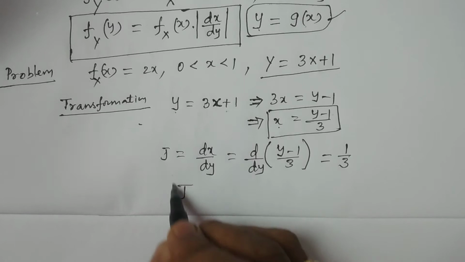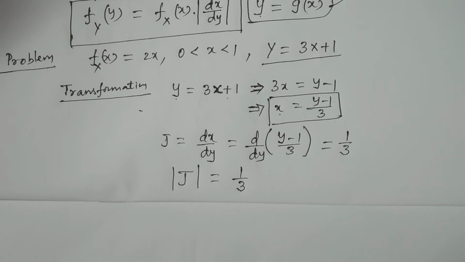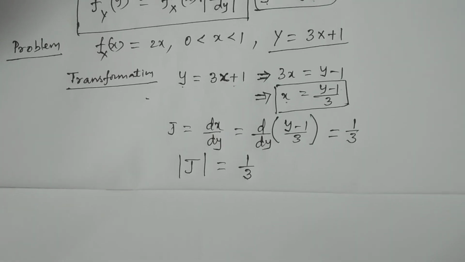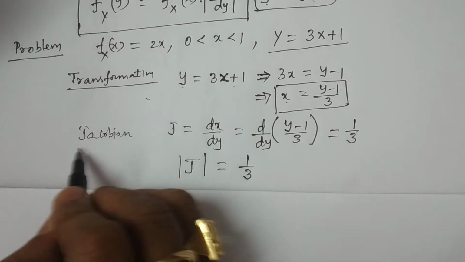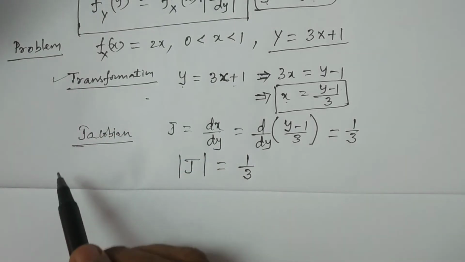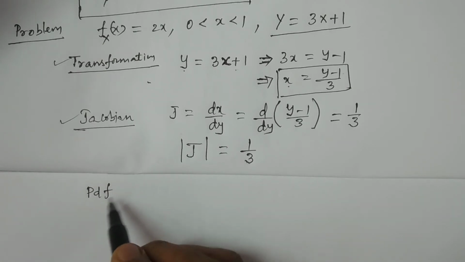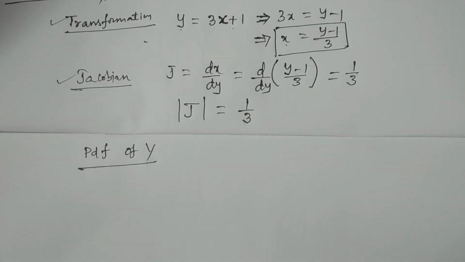Now, you have to calculate the modulus of the Jacobian. If you have a negative value, then you have to consider a positive value. That is the meaning of considering the modulus of the Jacobian, right? The Jacobian was calculated. So the second point is the Jacobian. First one is the transformation and then the Jacobian. Now come to the probability density function of y. That is what is required to calculate. The third point.